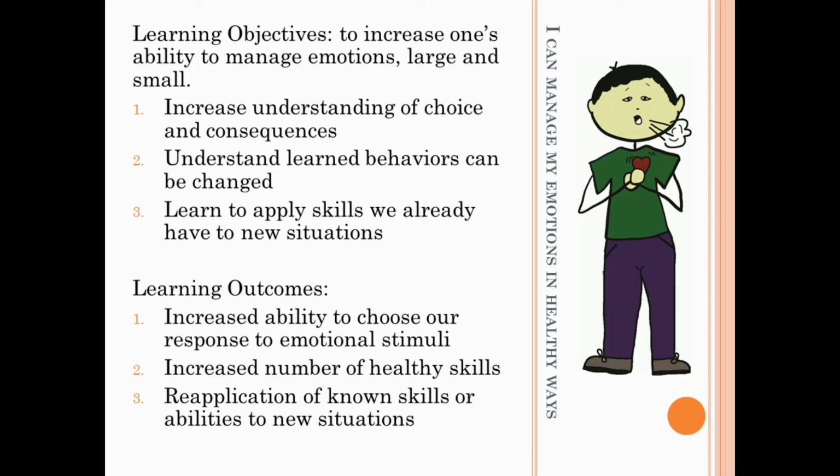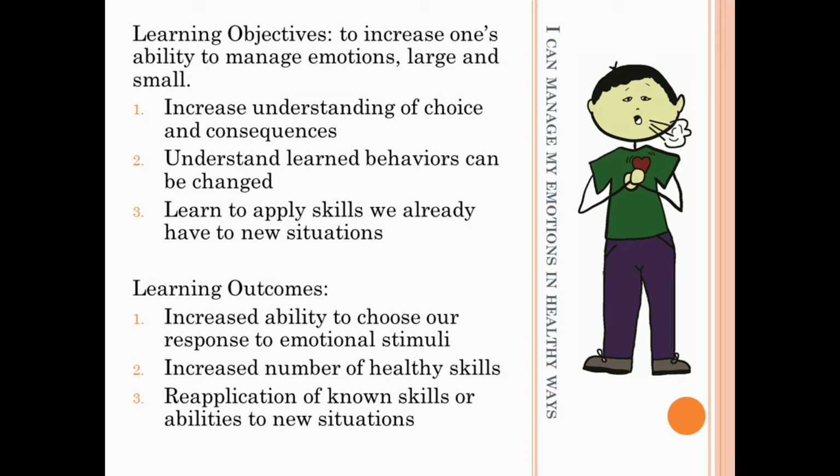So it's really important for them to be able to know the names of emotions and what they feel like, to be able to recognize them so that then they can manage them. The learning objective for this one is to increase one's ability to manage emotions, large and small. We have them, we have to be able to manage them.